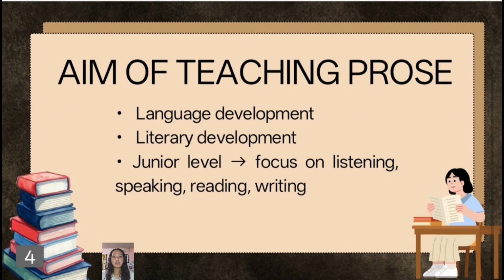The aim of teaching English prose is both language development and literary development. At the junior level, the main focus is language development. Teachers emphasize the four basic skills, which are listening, speaking, reading, and writing. Thompson and Wyatt stated that aiming at literature directly can miss the way to language. Focusing on language paves the way to literature.